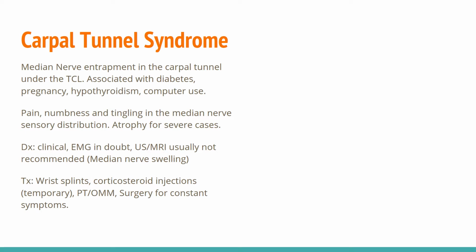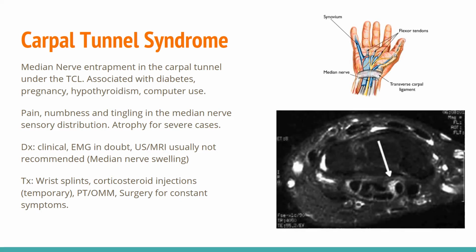Pain, numbness, and tingling along the median nerve sensory distribution is key, and atrophy of the thenar eminence can occur in severe cases. Diagnosis is clinical. You can use electromyography if in doubt. Ultrasound and MRI usually not recommended, but median nerve swelling is also a key diagnostic feature.